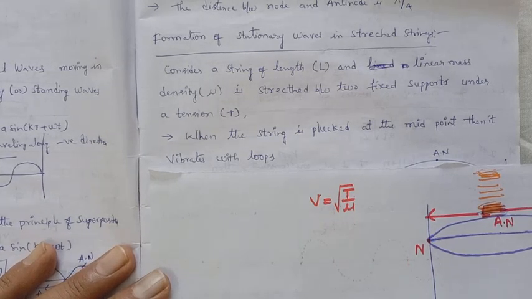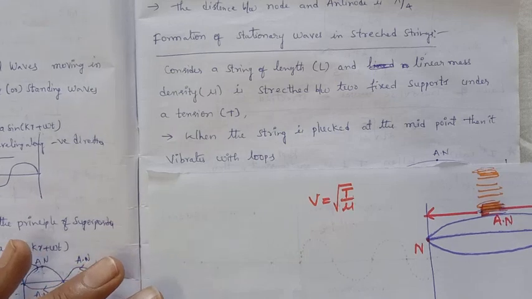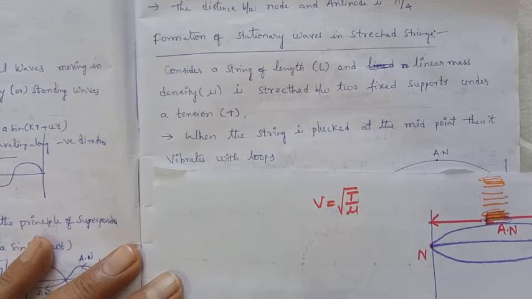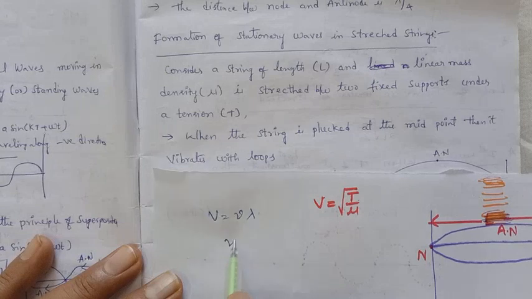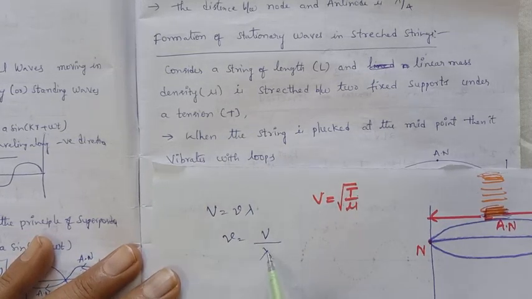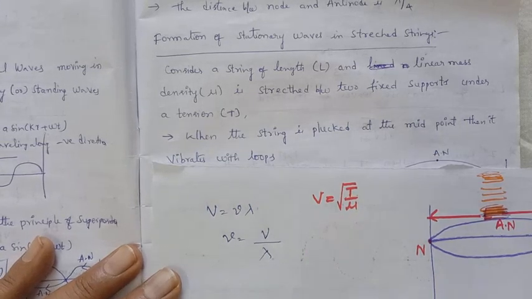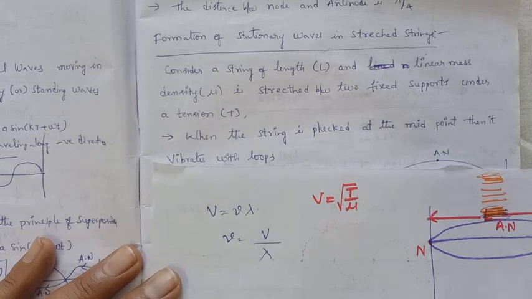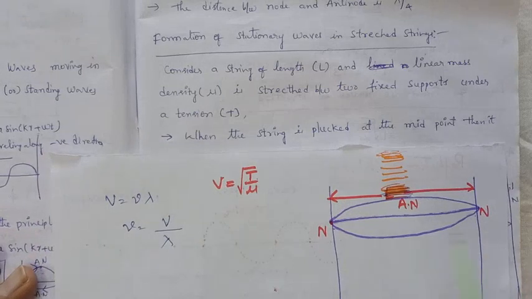Then what is its frequency? What is the velocity? V is equal to nu lambda. Already you know the expression for velocity is nu lambda. So then nu is equal to V by lambda. V means under root of T by mu. And then what is the lambda? From this point to this point, what is the distance? L you have to take.